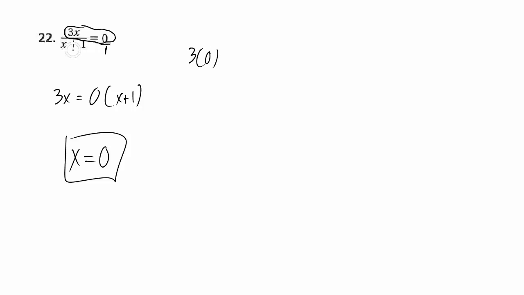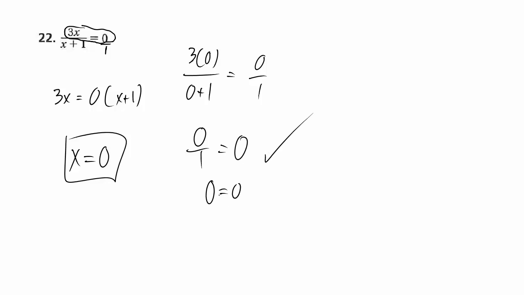I'll make sure that works and make sure it doesn't make the denominator equal to 0. 3 times 0 is 0. 0 plus 1 is 1. So let's see if that checks out. 0, another way of saying it is 0 over 1. You don't have to put the denominator. So 0 over 1 is equal to 0, and that checks out because 0 equals 0.